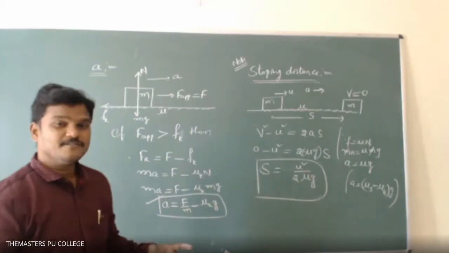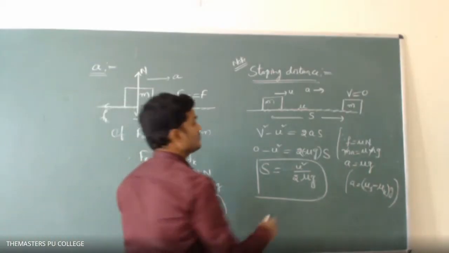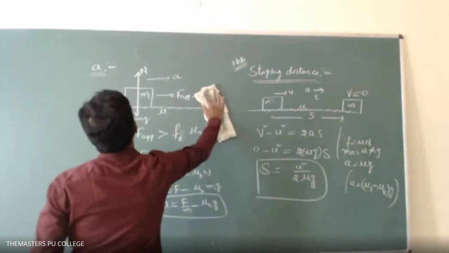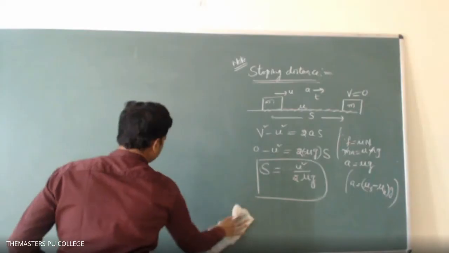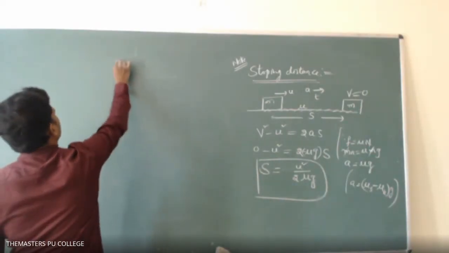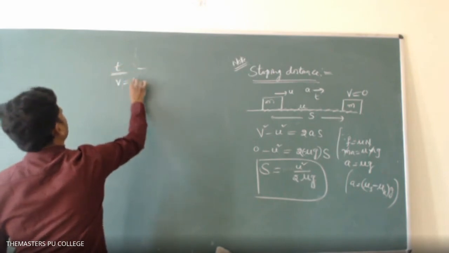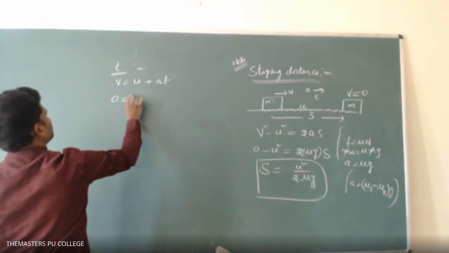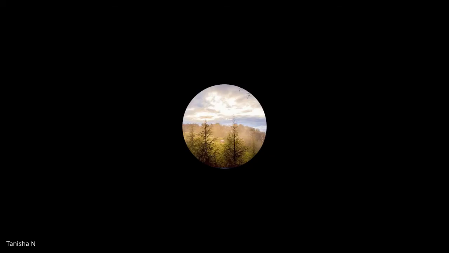And see, we can find the time also. After what time will the body come to rest? Tell me to find the time. Which equation is convenient? V is equal to U plus AT. If they ask you to find the time, okay. V is equal to U plus AT. V becomes 0. U becomes U. A is nothing but minus mu g.